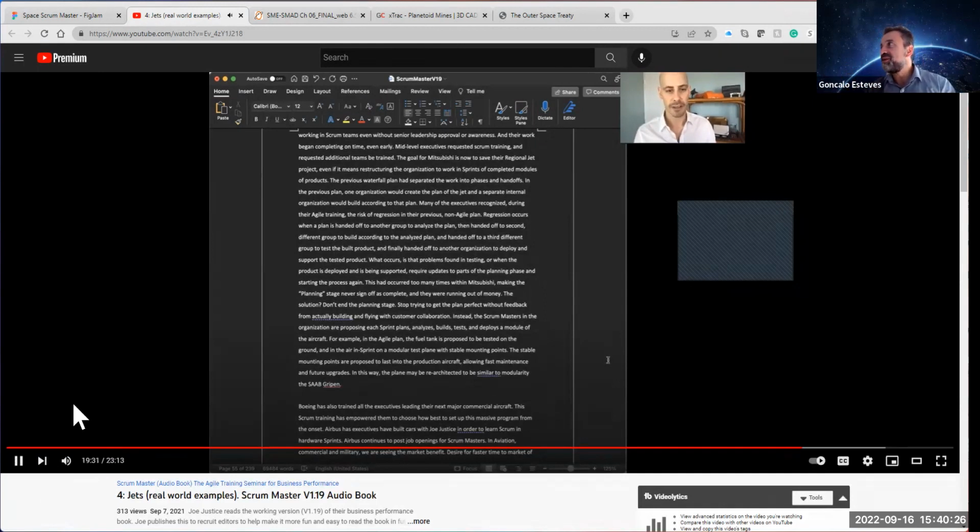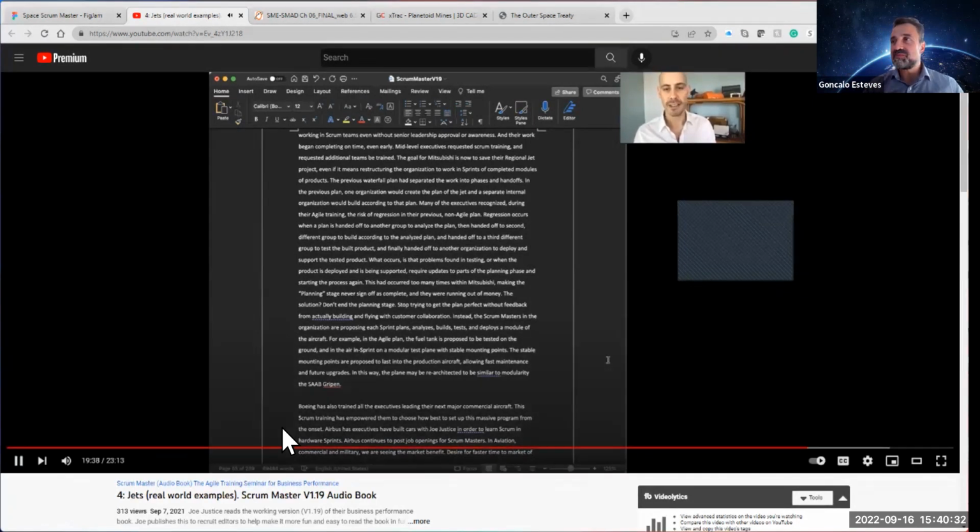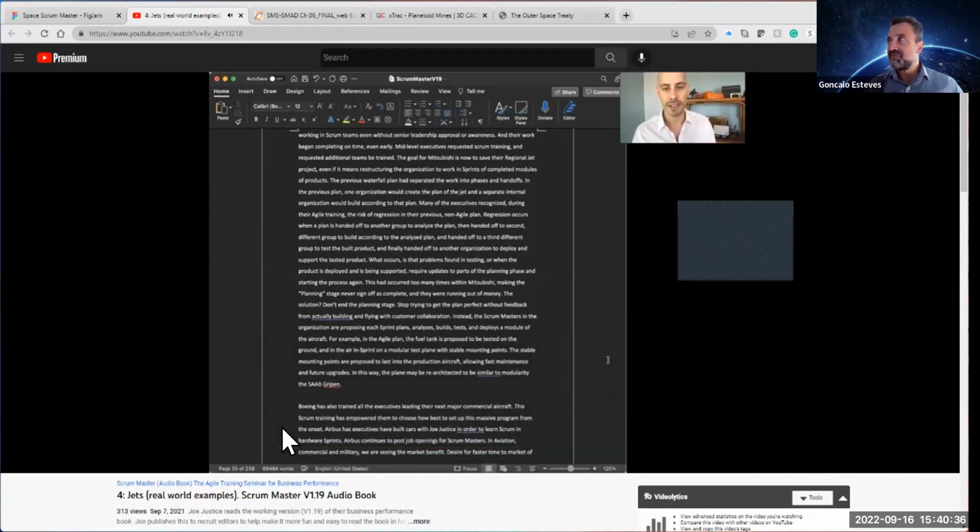The fuel tank is proposed to be tested on the ground and in the air in a sprint on a modular test plane with stable mounting points. The stable mounting points are proposed to last into the production aircraft, allowing fast maintenance and future upgrades. In this way, the plane may be re-architected to be similar in modularity to the Saab Gripen.